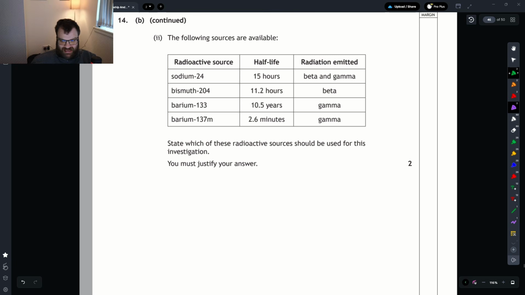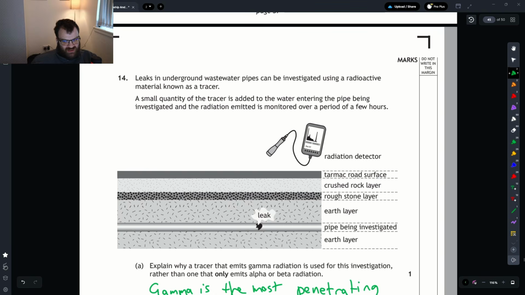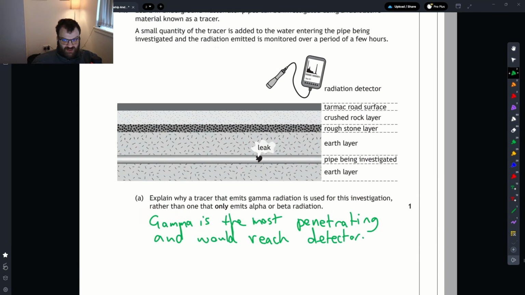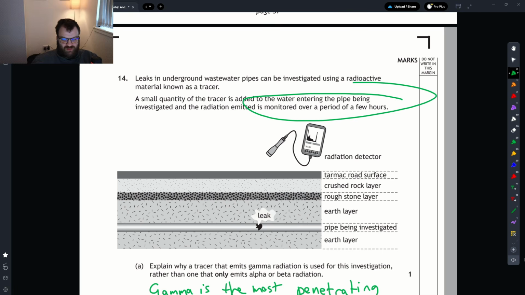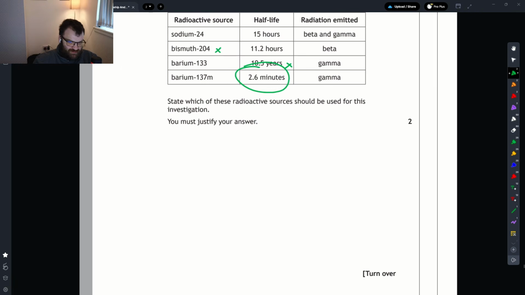Followed up by which of these should be used for this investigation? Well, it had to be gamma. So that is going to rule out the bismuth one. In terms of the half-life, that's too long because it would just keep giving out radiation. That's quite a short period of time for you to find out whereabouts the leak was, because you're passing the tracer through the water. So you've got a very small time, monitored over a few hours. So that looks like the top one. Yeah, a few hours. Maybe a wee bit on the high end.